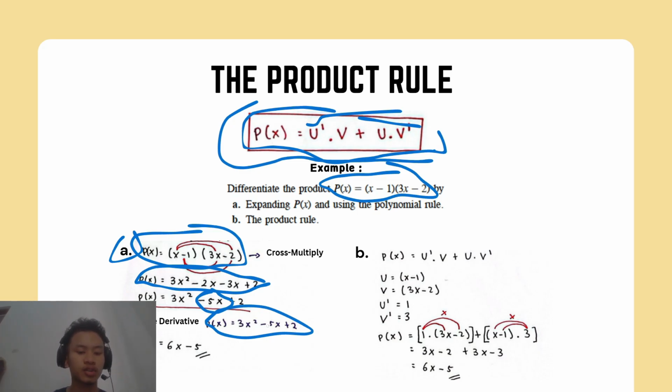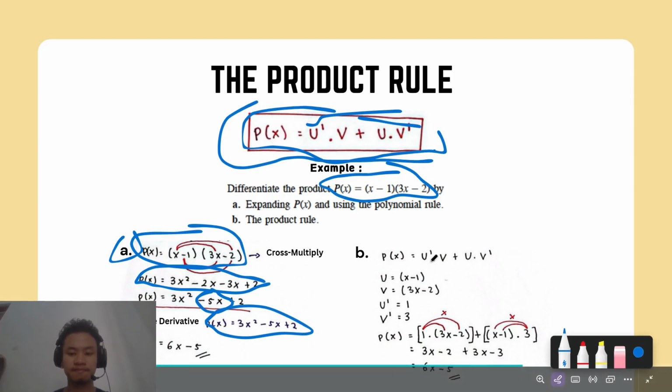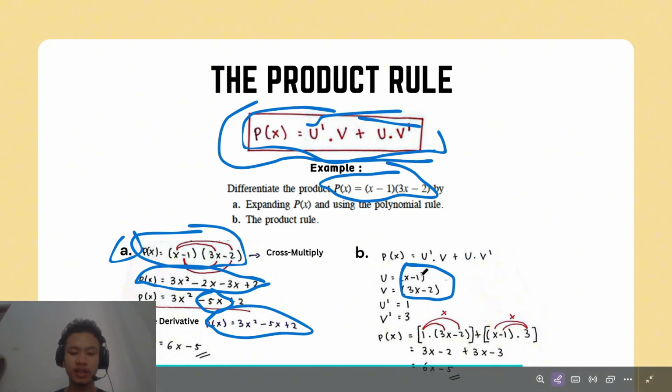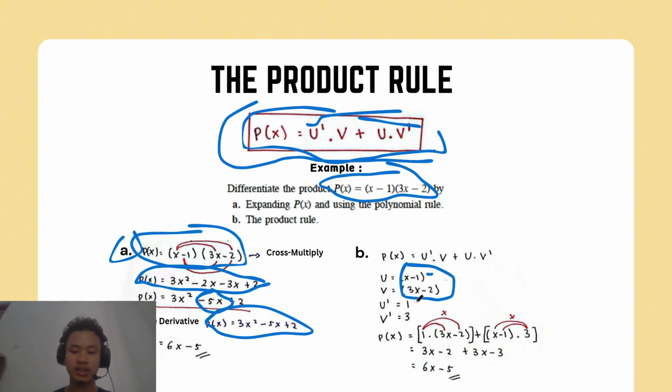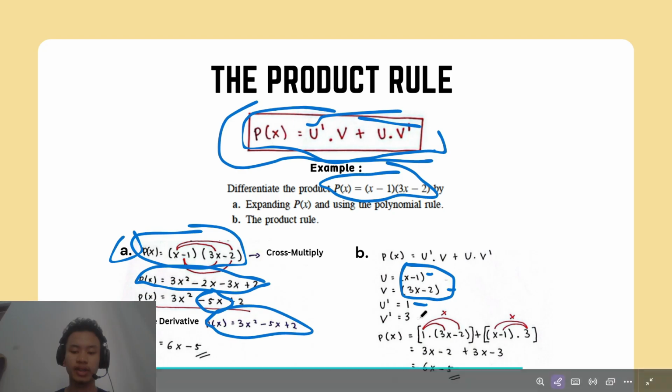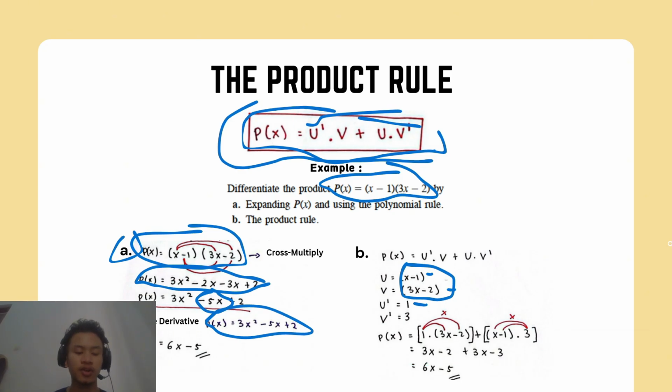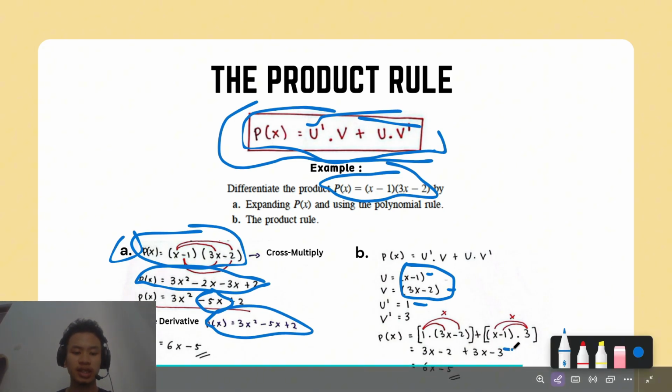We identify our two functions, u and v. Now find their derivatives. The derivative of this is 1, and the derivative of this is 3. Okay, now apply the product rule formula. Substitute the values, then simplify the terms, then combine like terms. Okay, here is the result.